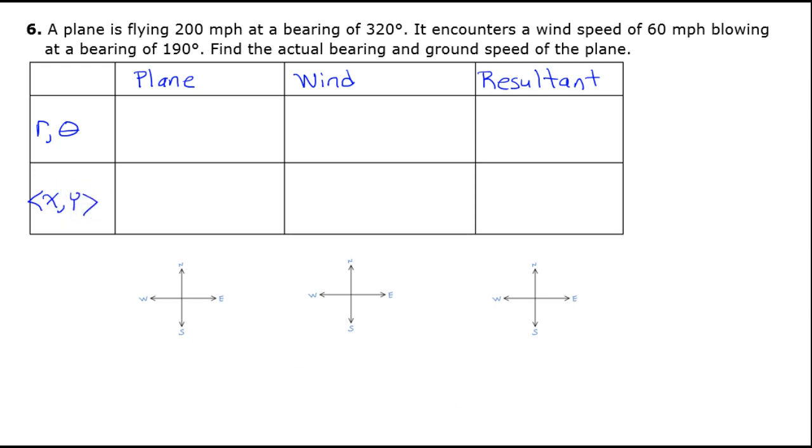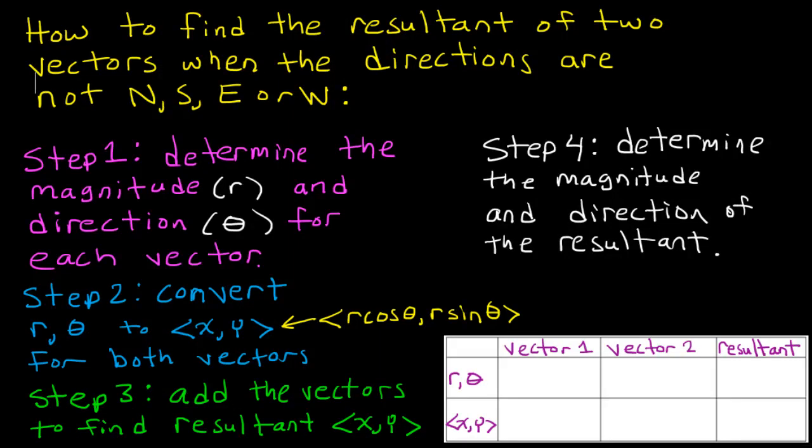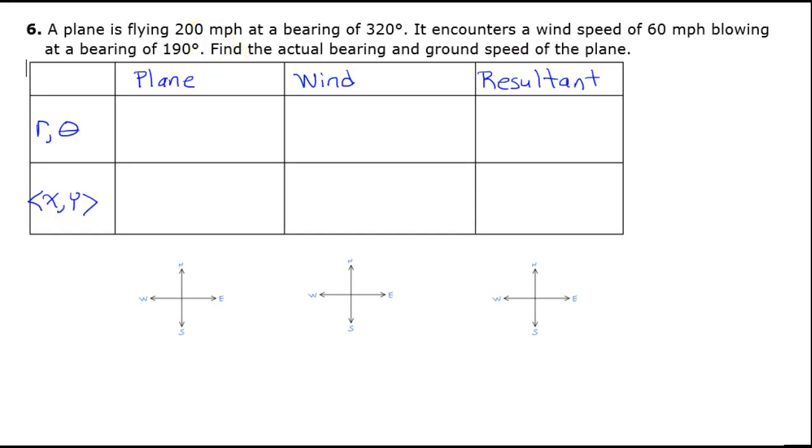So in other words, we will follow these 4 steps. Step 1, determine the magnitude and direction for each vector. So, a plane is flying at 200 miles per hour. That's the magnitude, 200 miles per hour. All right, I'll come back to the direction in a moment. It encounters a wind speed of 60 miles per hour. So that's the magnitude of the wind velocity, 60 miles per hour. So that's the magnitude. Now we need the direction.